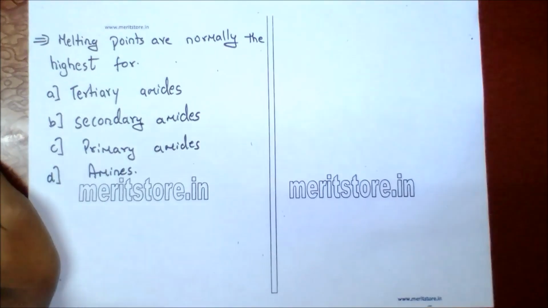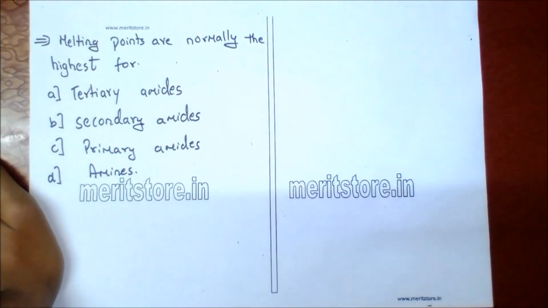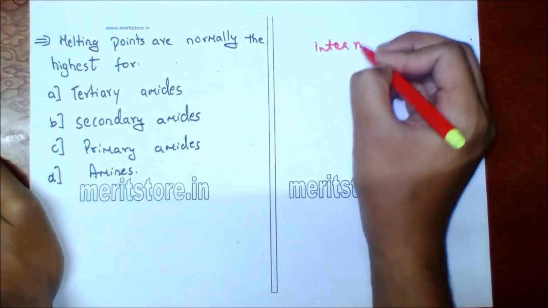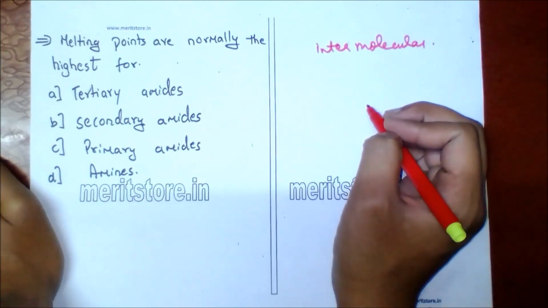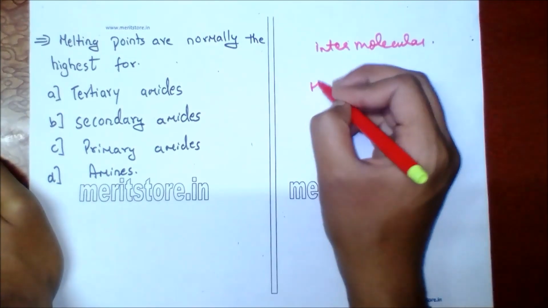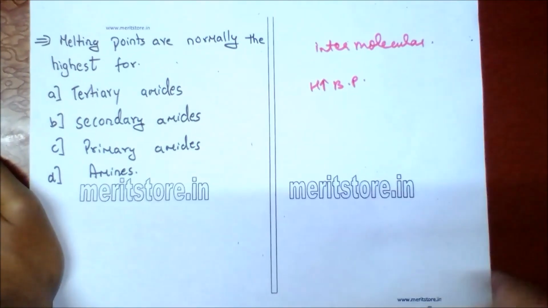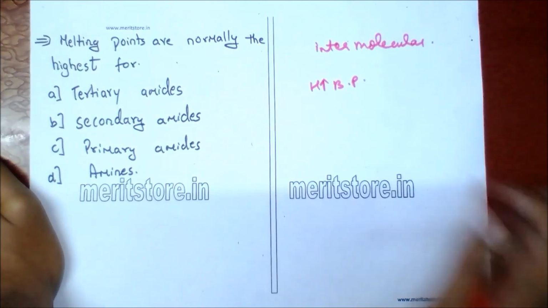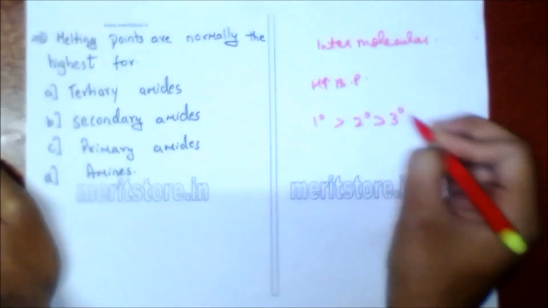Melting points are normally the highest for: A. tertiary amide, B. secondary amide, C. primary amide, D. amines. The higher boiling point of amides is because of intermolecular hydrogen bonding. Due to intermolecular hydrogen bonding, they have a high boiling point. Then amines, and amongst the amides, the order of boiling points is primary, secondary and tertiary.